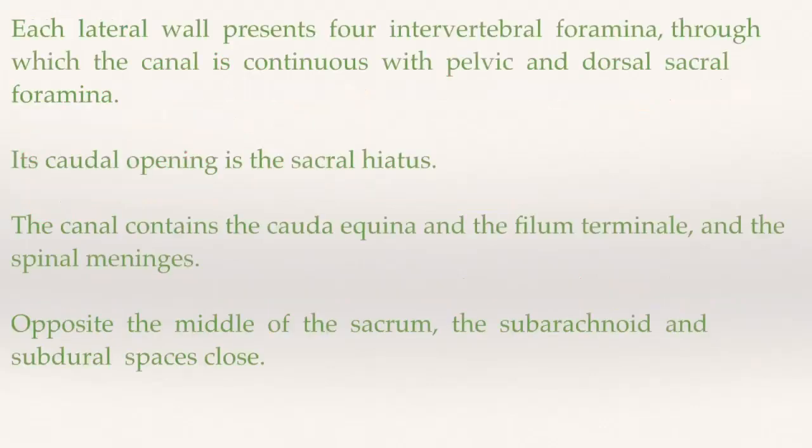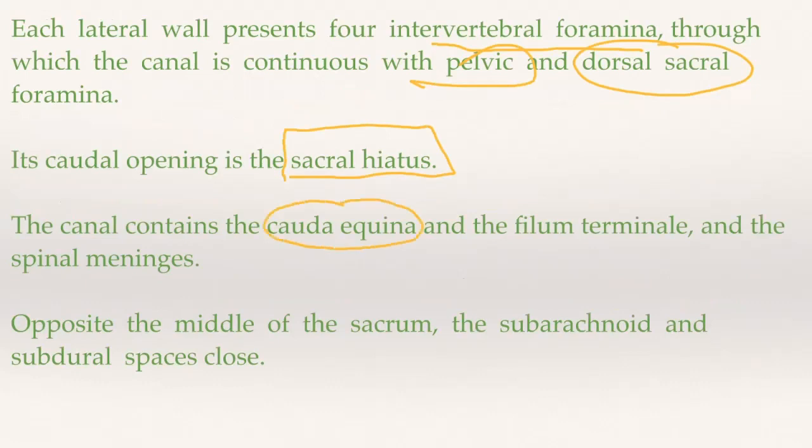Each lateral wall presents four intervertebral foramina through which the canal is continuous with the pelvic and dorsal sacral foramina. The caudal opening is called the sacral hiatus. We already learned this. The canal contains the cauda equina and filum terminale. This is very important. There are no spinal nerves because the spinal cord ends at the L1 level, as we learned in the previous class. So there will be only the cauda equina, the filum terminale and the meninges up to some point.